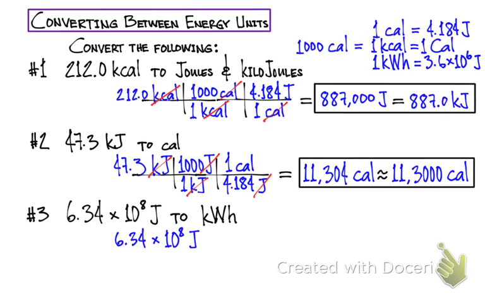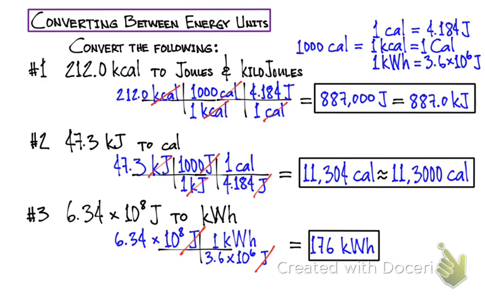And the last one here, convert 6.34 times 10 to the 8th joules to kilowatt hour. Set up your dimensional analysis as shown. Joules cancel out, and we get 176 kilowatt hours.